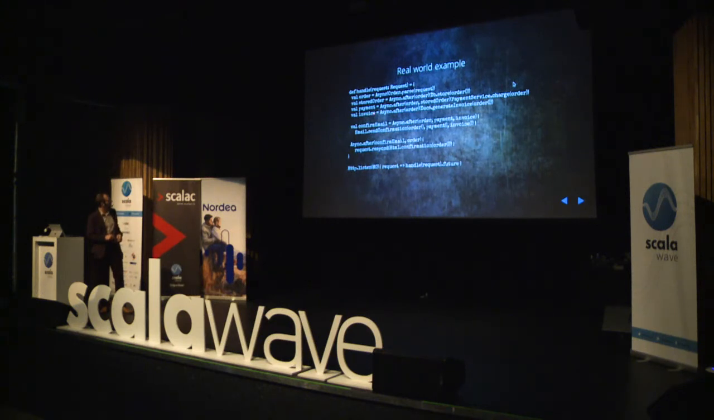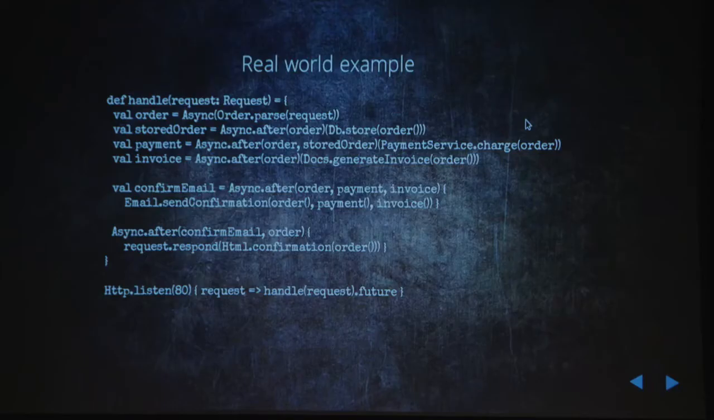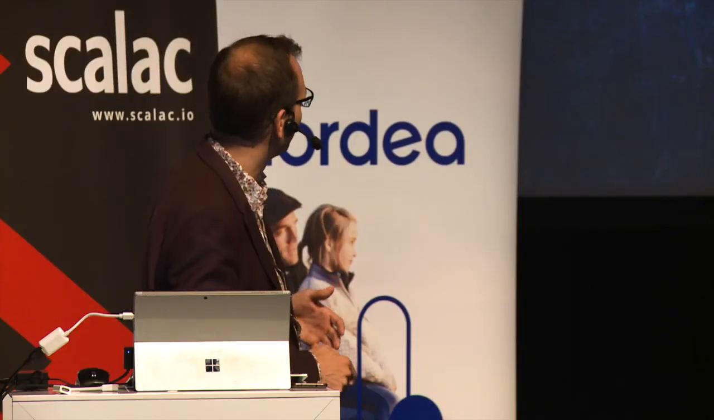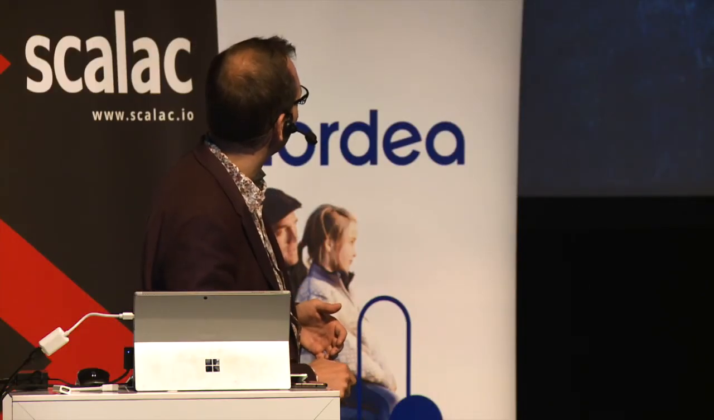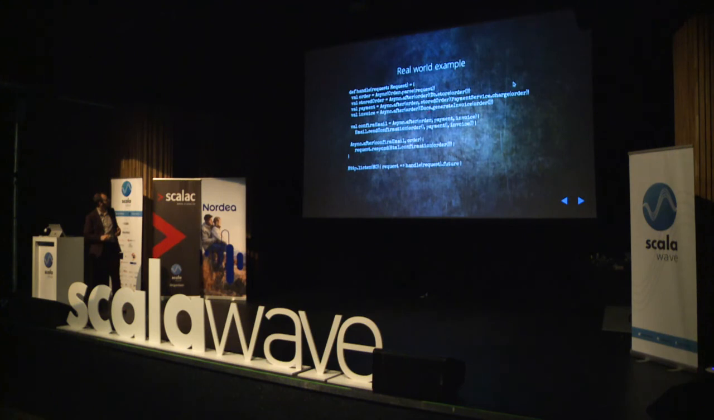We want to generate an invoice. Maybe we're using LaTeX to make PDF invoices. We want to send a confirmation email. And when all of those are complete, we want to respond to the incoming request. But we want to do as much as possible in parallel. And we don't really want to think more than we have to about what needs to be done in what order. We simply want to say, well, for example, in order to send the email, we need the order, the payment, and the invoice.